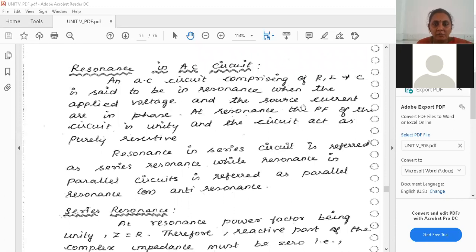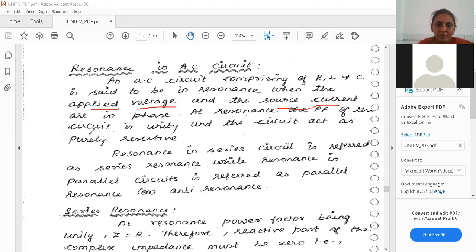An AC circuit comprising R, L, and C is said to be in resonance when the applied voltage and the source current are in phase with each other. This is a very, very important point. The applied voltage and the source current are in phase with each other. Then only resonance occurs.